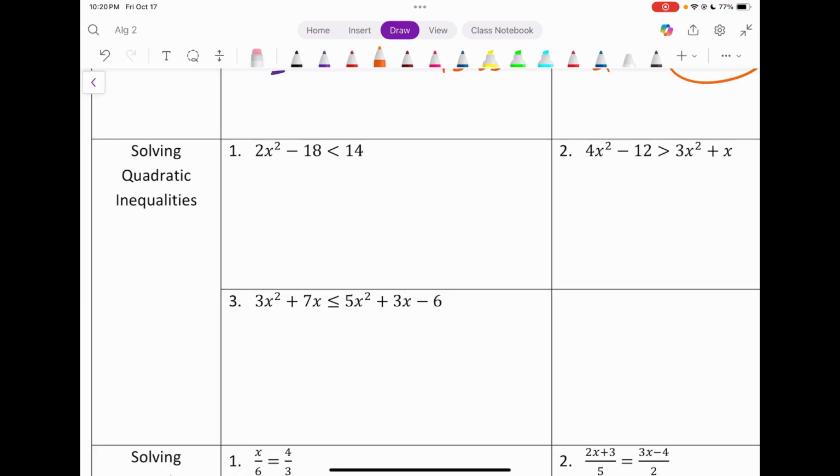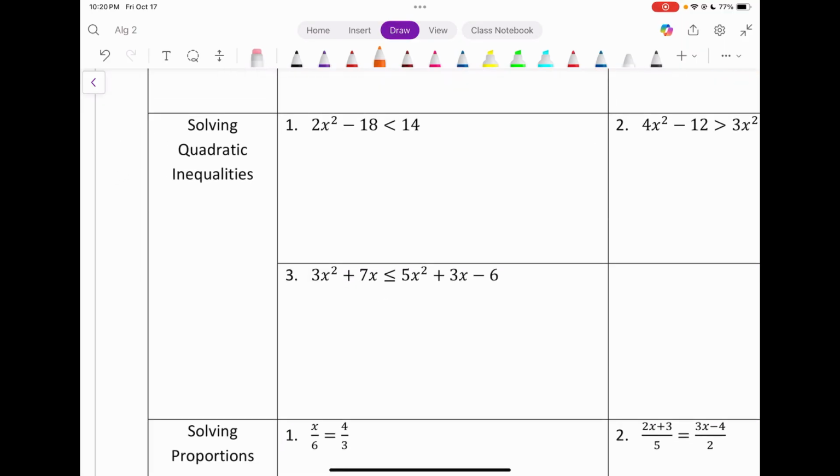Okay, before we solve quadratic inequalities, let me introduce you to something called critical values. Anytime we're dealing with inequalities, critical values are where graphs can jump from below to above, or from less than to greater than, or they might jump from greater than to less than.